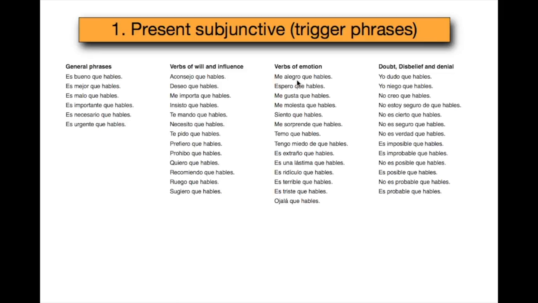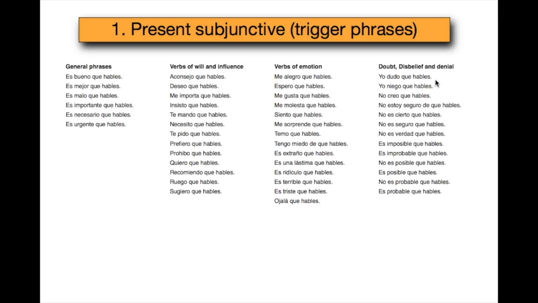We also have verbs of emotion that can cause this subjunctive behavior. I'm happy that you do something. I hope that you do something. I like that you do something. It bothers me. I'm sorry that. It surprises me that. I'm afraid that. It's strange that. It's a shame that. It's ridiculous that. It's terrible that. It's sad that. I hope that. So all of these verbs of emotion can also trigger this subjunctive form at the end of the sentence.